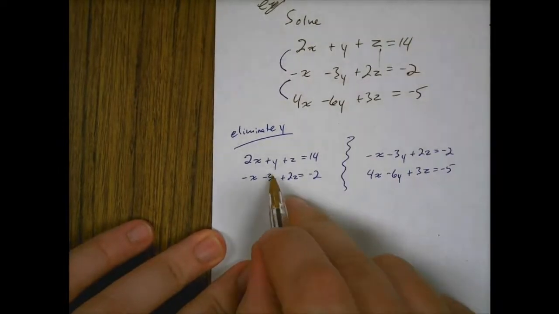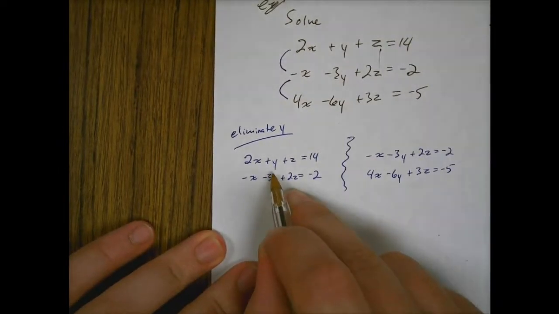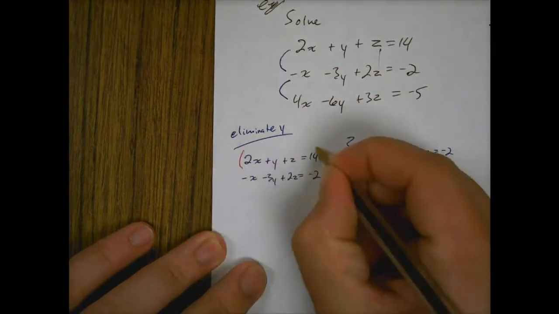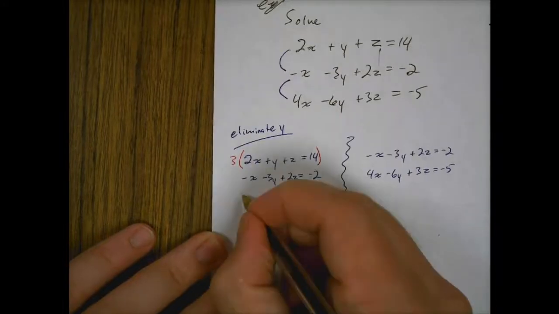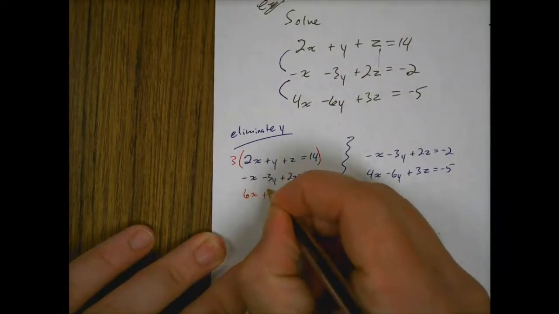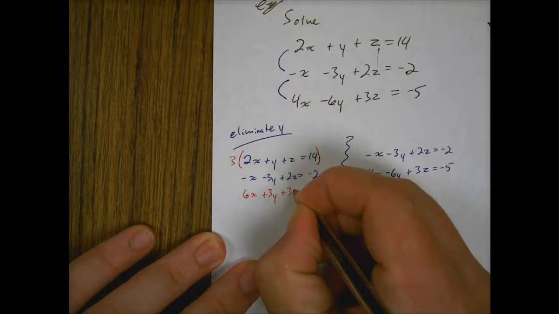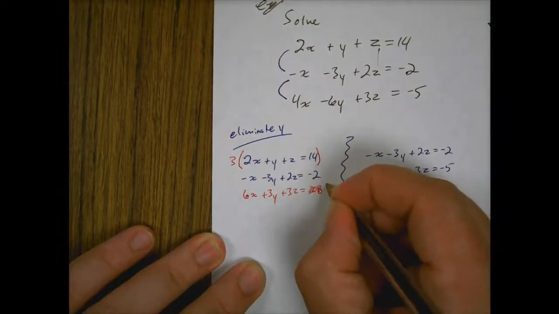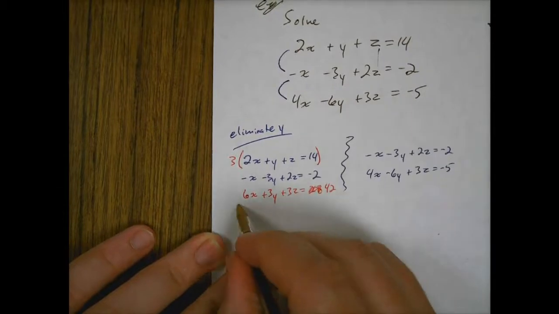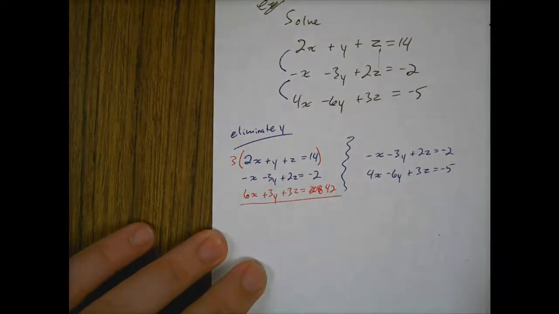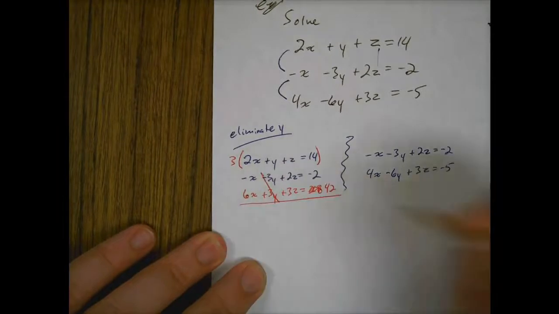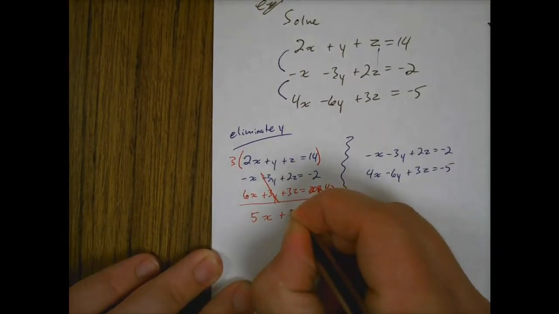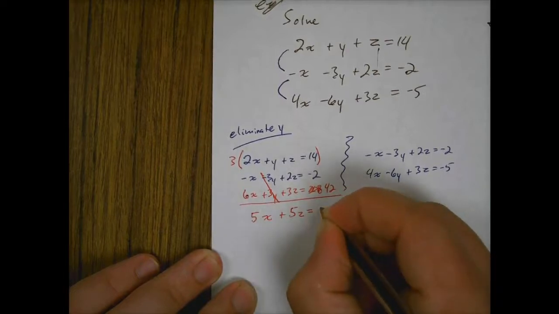So in order to eliminate y in these, this needs to be a 3 right there. So I need to multiply this top equation by 3. That should be 6x plus 3y plus 3z equals 28. Oh, no, that's not right. 42. 3 times 14 is 42. All right, so then eliminate the y's, and we're left with 5x plus 5z equals 40.